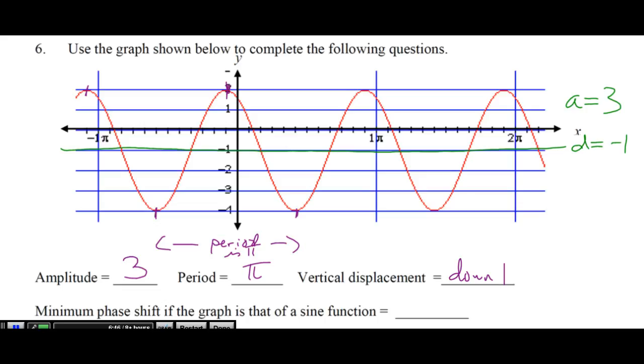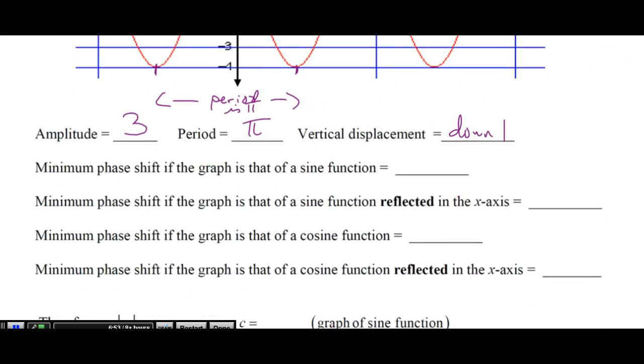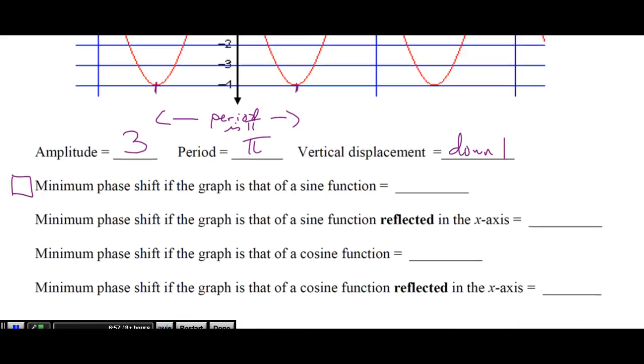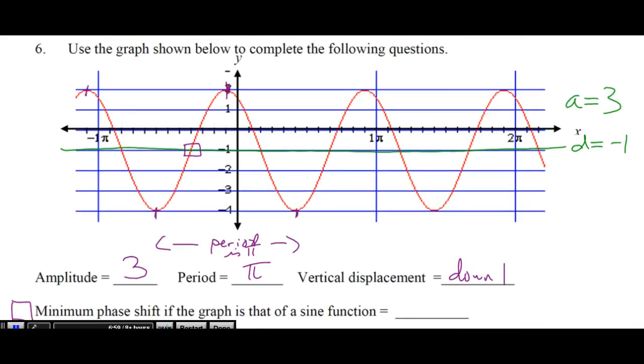So let's mark that. We'll just put a little square around here. Say that's the start point if it's a sine function, okay? Let's just put a little square here to say, hey, that's what we're doing. And what is that phase shift? So where are we going? 1, 2, 3, 4. So what's phase shift?